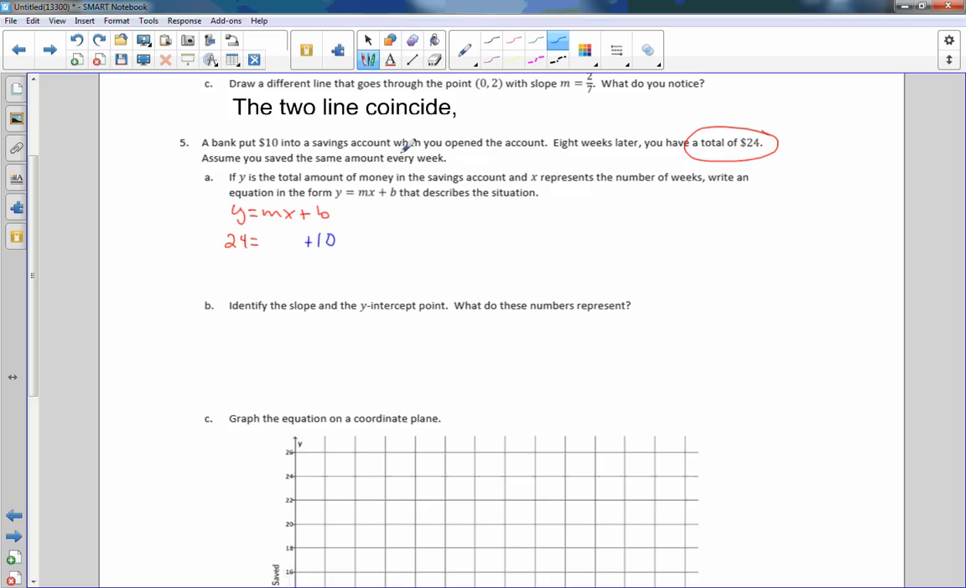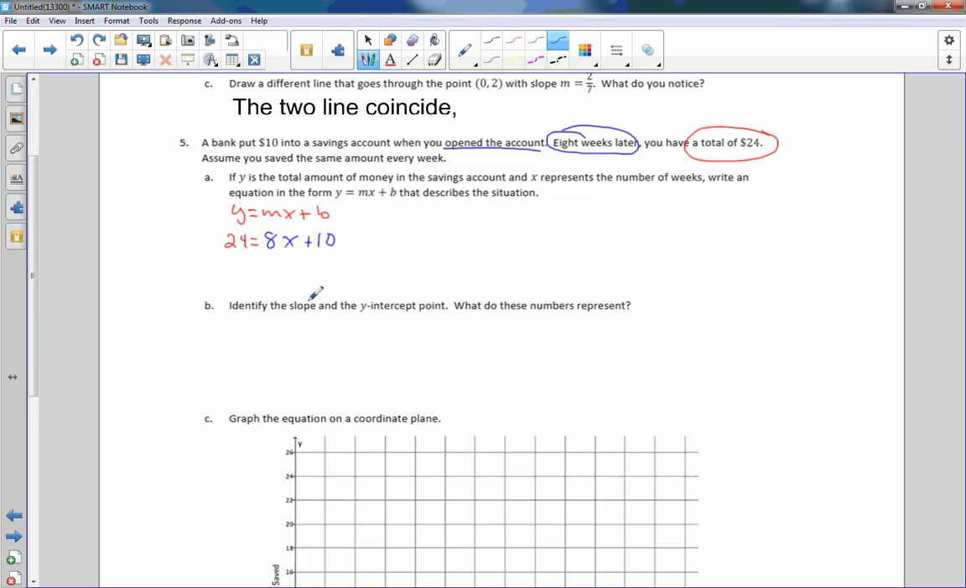Just like when we graph a line, the y-intercept, the b, is our starting point in graphing. Our starting point in this equation of our savings account is the amount of money the bank put in at the beginning when they opened the account. Assume you save the same amount every week and you did it for 8 weeks. That would be the m, times the number of weeks, 8x. So your slope here is your rate of savings, if you will. Okay, so there's my equation, 24 equals 8x plus 10, or y equals 8x plus 10 if we didn't have that 24 there.